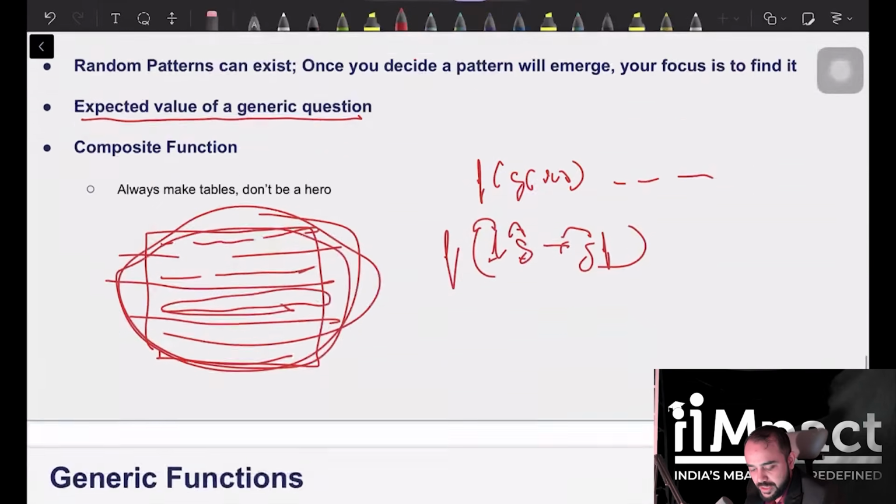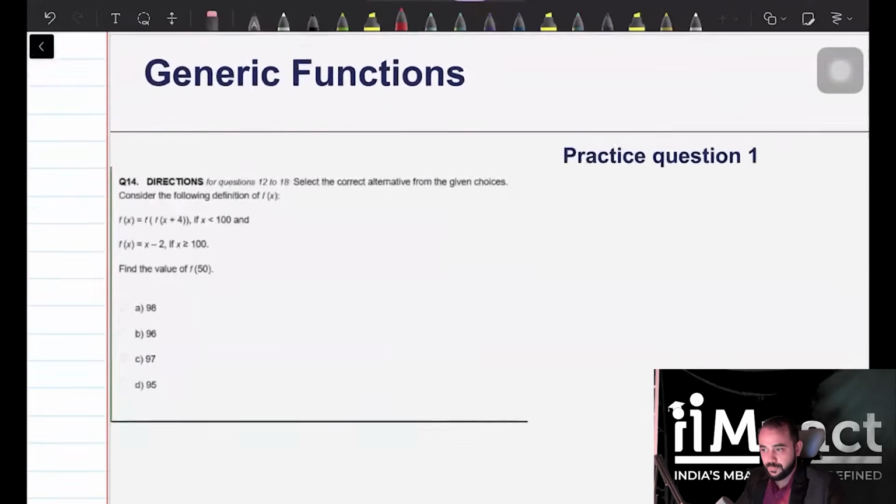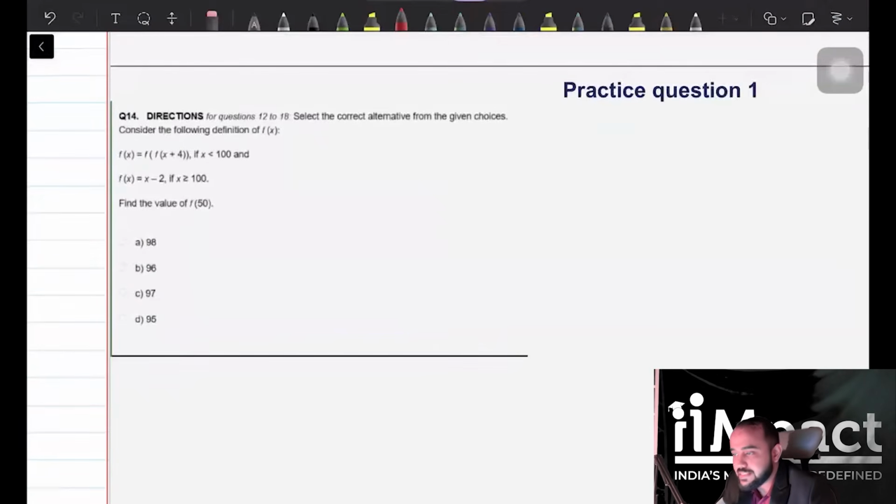Alright, so let's quickly jump into questions. 98 is correct. Let us observe. First of all, is this a point function or a continuous function?